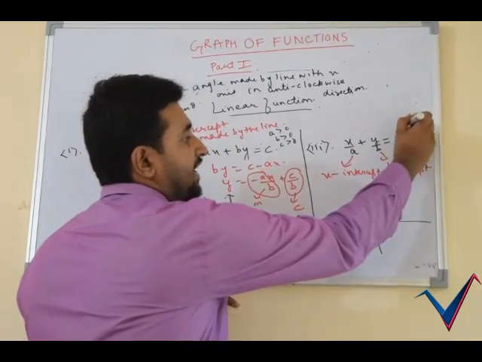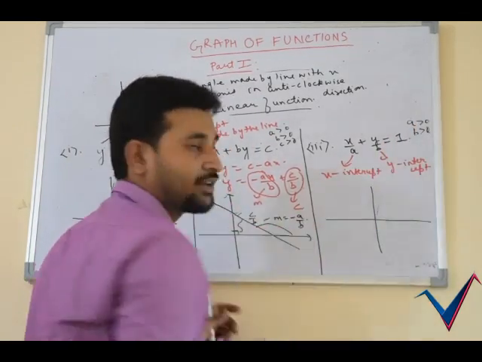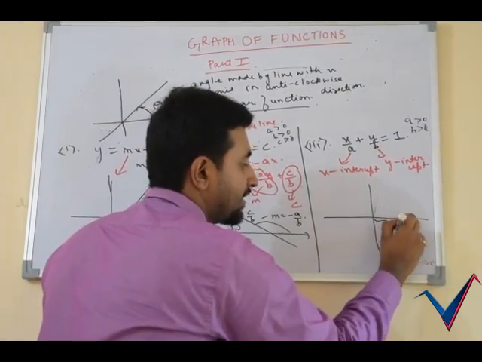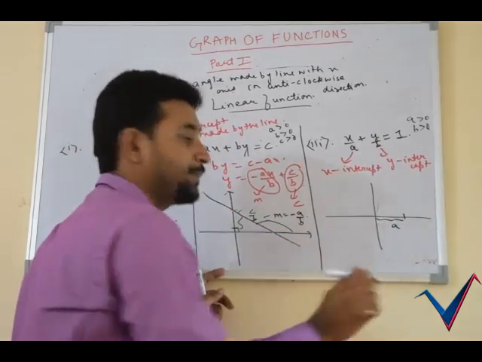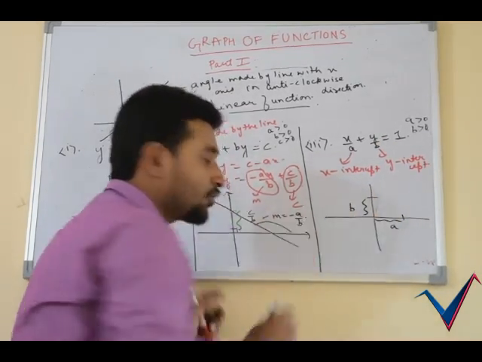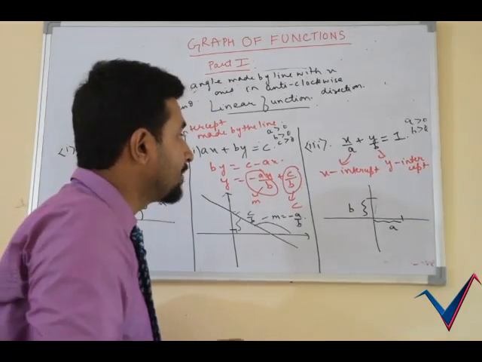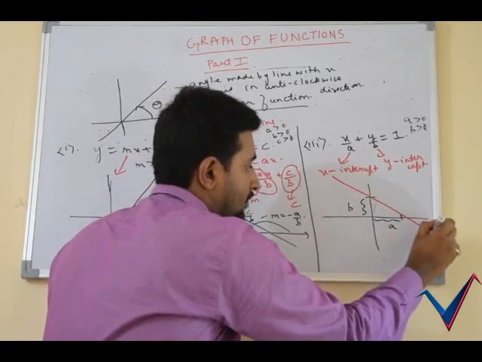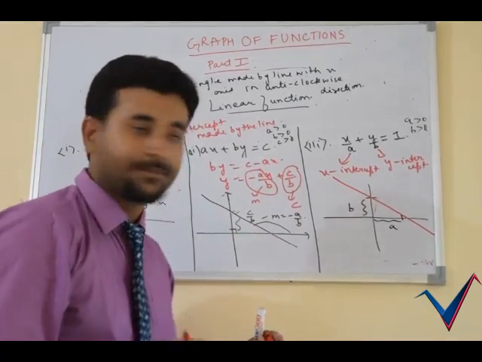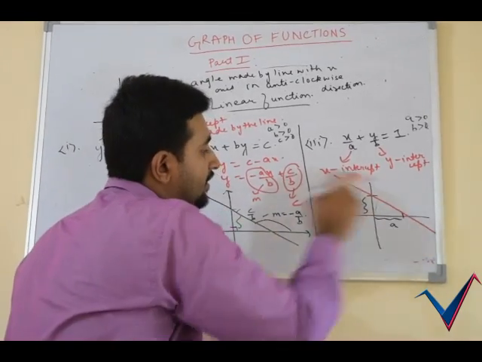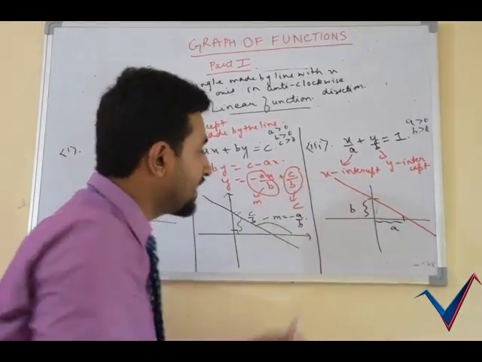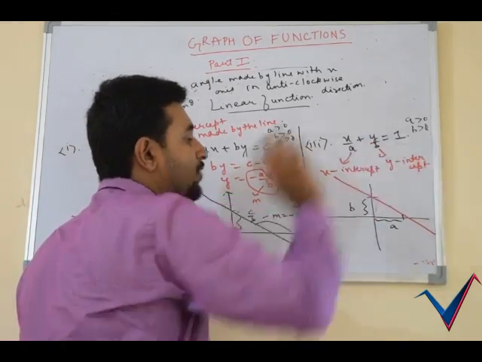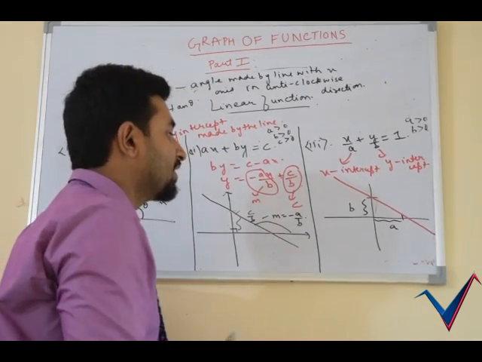Now suppose A is greater than 0 and B is greater than 0. What would be the x-intercept? Simply take A here, and the y-intercept, take B here. How would the line look? The line would simply look like this. So this will be the equation of the straight line of the form x by a plus y by b equal to 1.